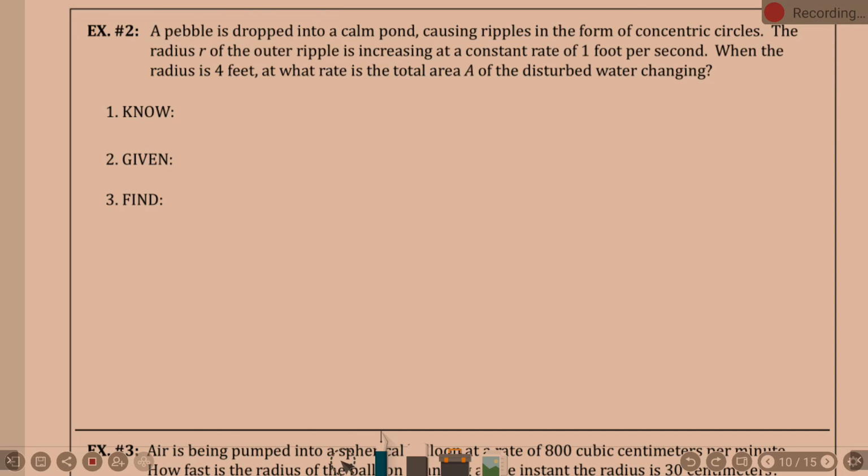A pebble is dropped into a calm pond, causing ripples in the form of concentric circles. The radius r of the outer ripple is increasing at a constant rate of 1 foot per second. When the radius is 4 feet, at what rate is the total area of the disturbed water changing? Reread it a couple times as you need to. What kind of information do we see here?